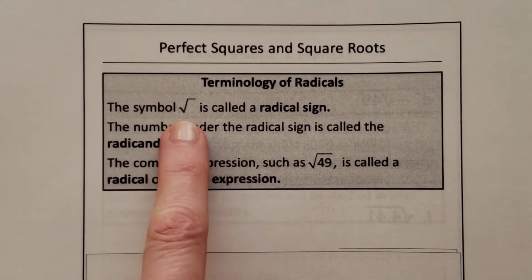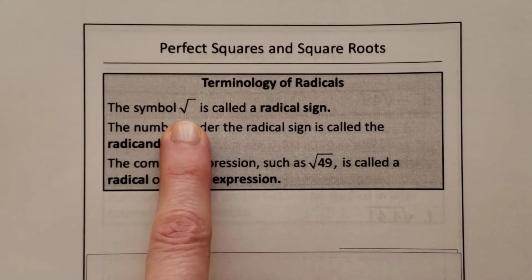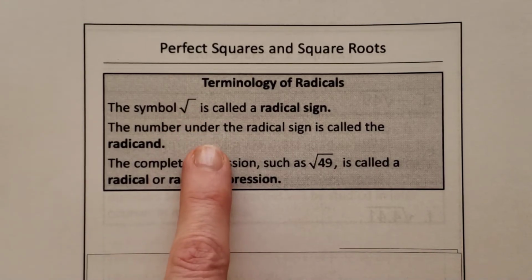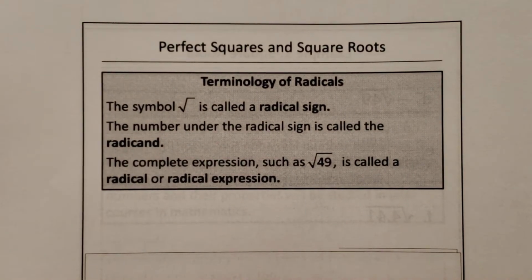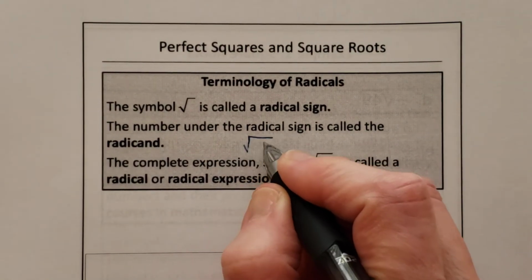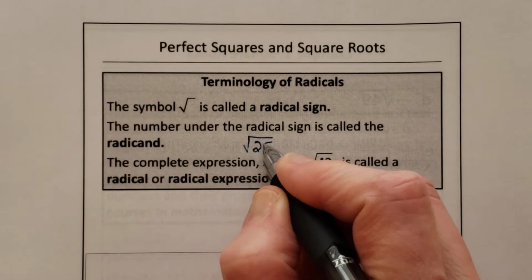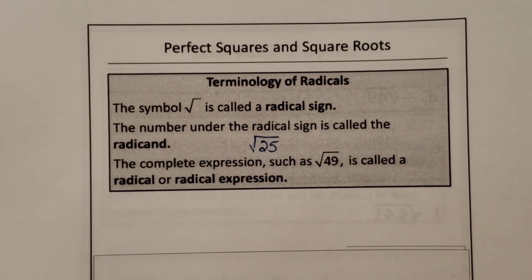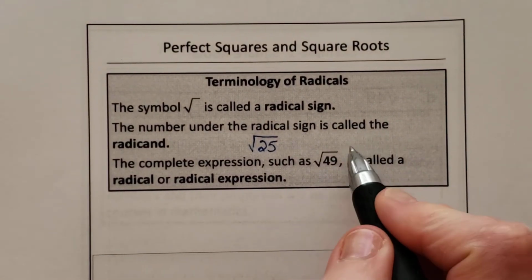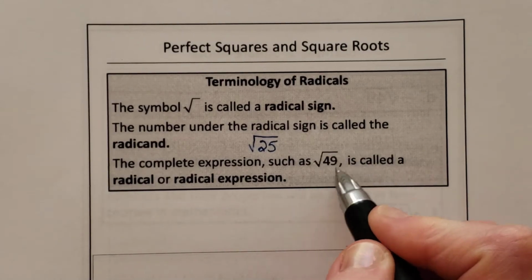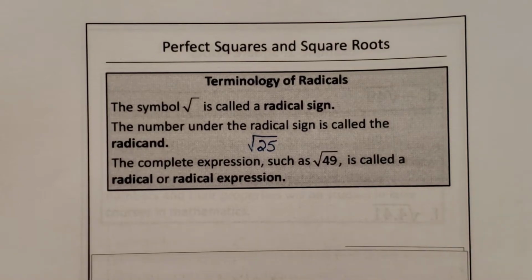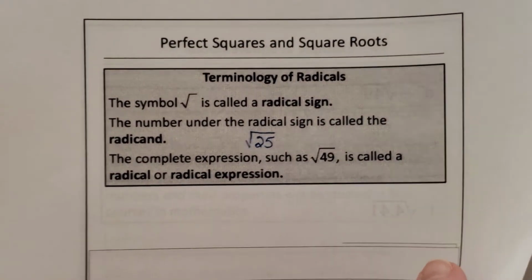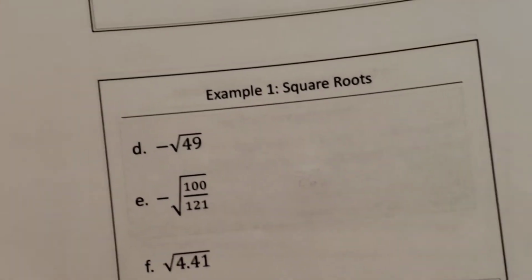All right, so just a little bit of vocabulary. This sign right here is called a radical sign. A number under the radical sign is called a radicand. So if I wrote the square root of 25, 25 is the radicand, and the entire expression is called a radical or a radical expression. So I'll be using those terms throughout chapter 9.